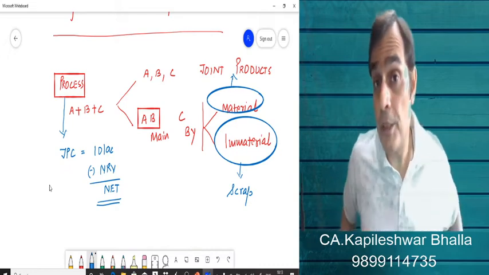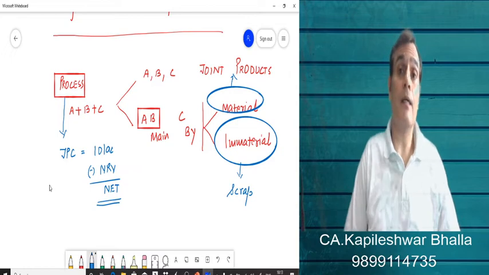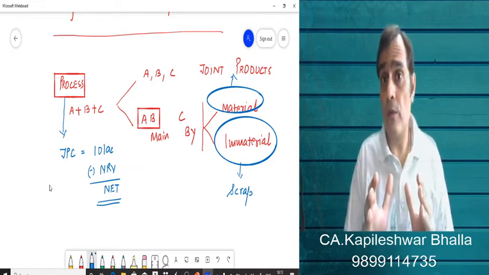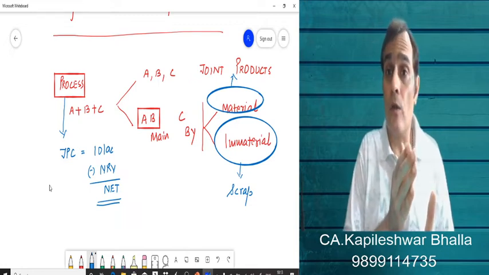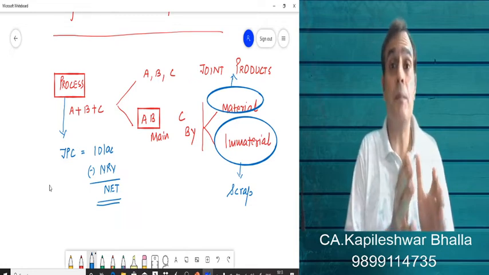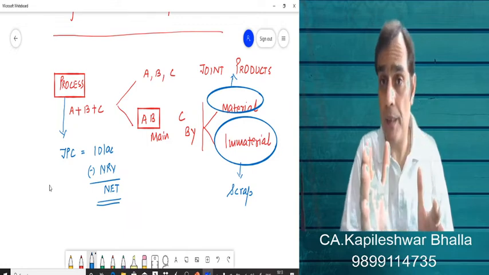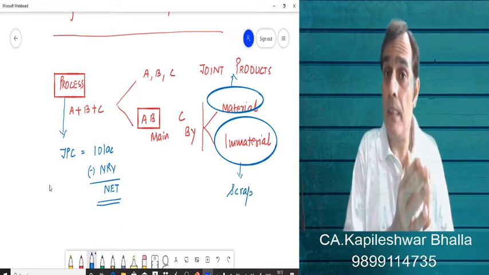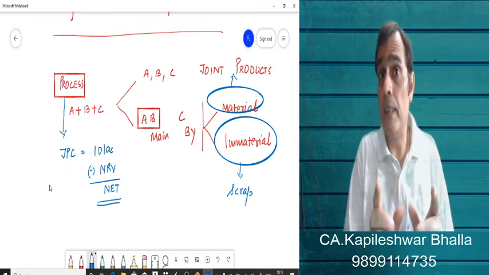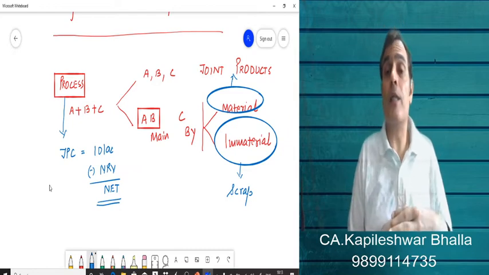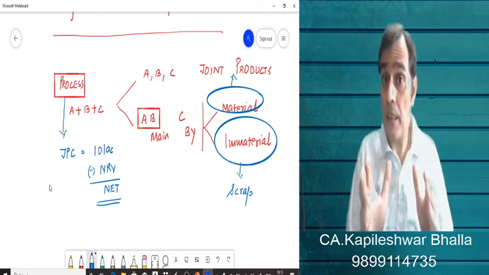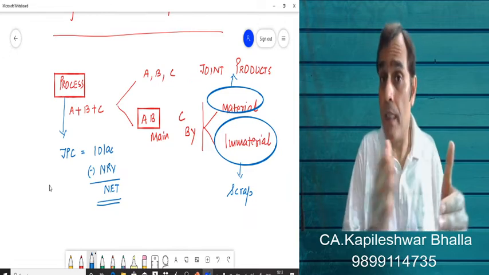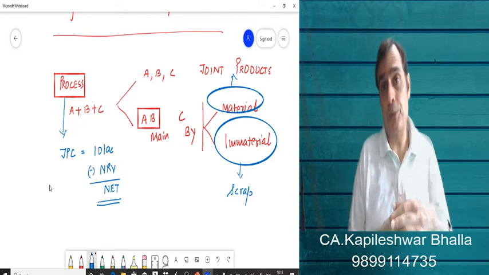But in a nutshell, let me tell you one thing, there are a total of three kinds of situations. You need to first of all zero in on whether the question is talking about joint products. Then the JPC is allocated to all three in sales value ratio. Situation number two, if it's a main and byproduct, you need to zero in on whether the byproduct is material or immaterial in nature. If it is material, you do the same treatment. The JPC is allocated to main and byproducts in sales value ratio.